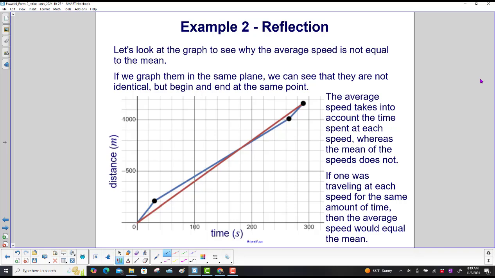We will now graph them in the same plane and see that they are not identical, but they do begin and end at the same point. The average speed takes into account the time spent at each speed, whereas the mean of the speeds does not. If one was traveling at each speed for the same amount of time, then the average speed would equal the mean.